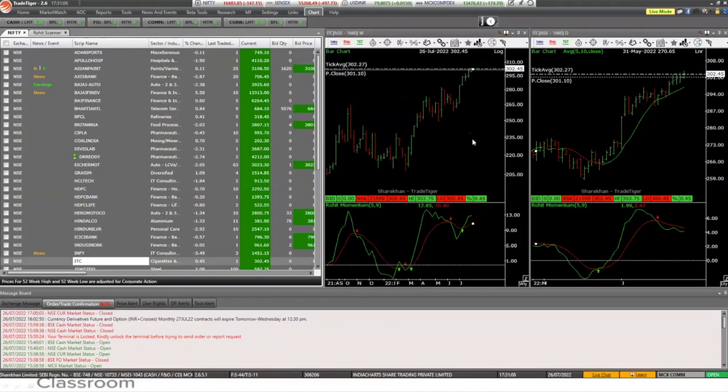It's only on TradeTiger and it's only on the Indian market right now, friends. But you have currencies and commodities on TradeTiger. You can check that out.